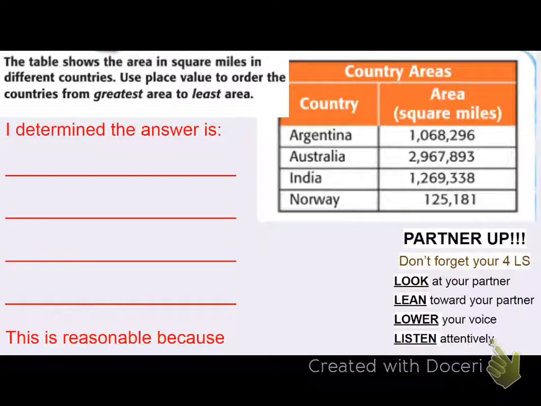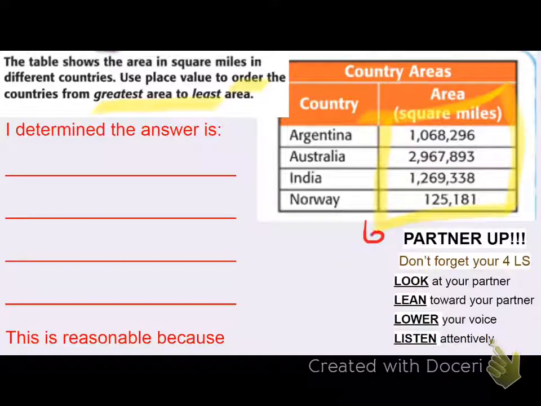Example 2, the table shows the area in square miles in different countries. Use place value to order the countries from greatest area to least area. So there's no question mark. Instead, they're asking us to order the numbers from greatest to least. So we're going to put these numbers here in the chart in order from the largest value, the greatest value, to the smallest value. Well, step 1, we have to line up that ones place.